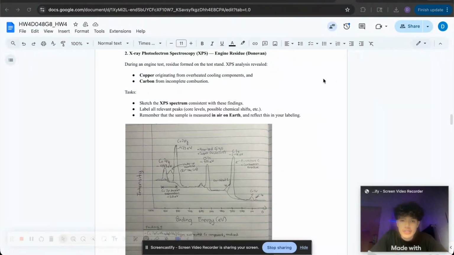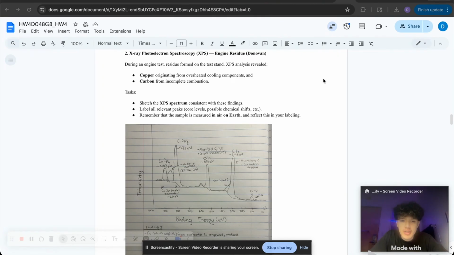For the X-ray photoelectron spectroscopy, or XPS spectrum, we analyzed residue that formed during an engine test. The analysis indicated that the residue contained copper from overheating cooling components and carbon from incomplete combustion.